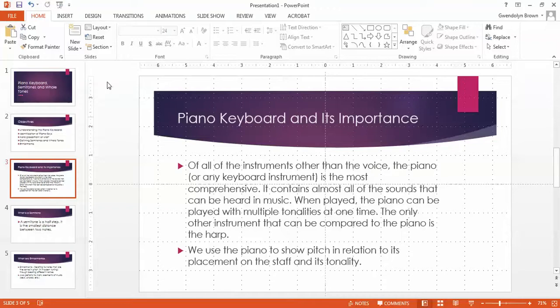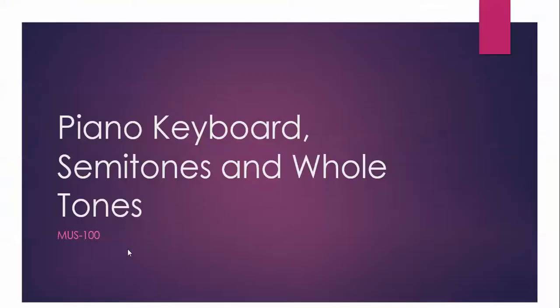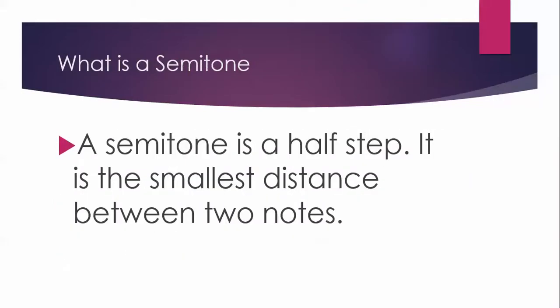Now let me get back to my PowerPoint presentation. A semitone is a half step. It is the smallest distance between two specific notes. We would not call unison a semitone because it does not change. It's the same tone. But two tones, from one tone to the next, we call that a semitone or a half step. Half a tone, semi means half. It means a half step.